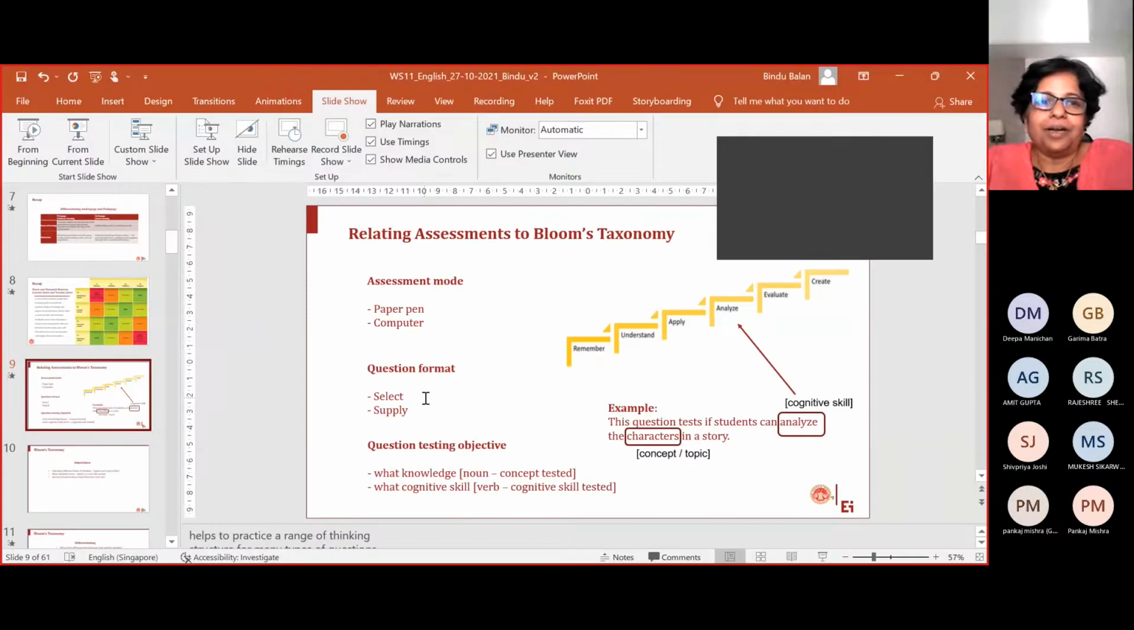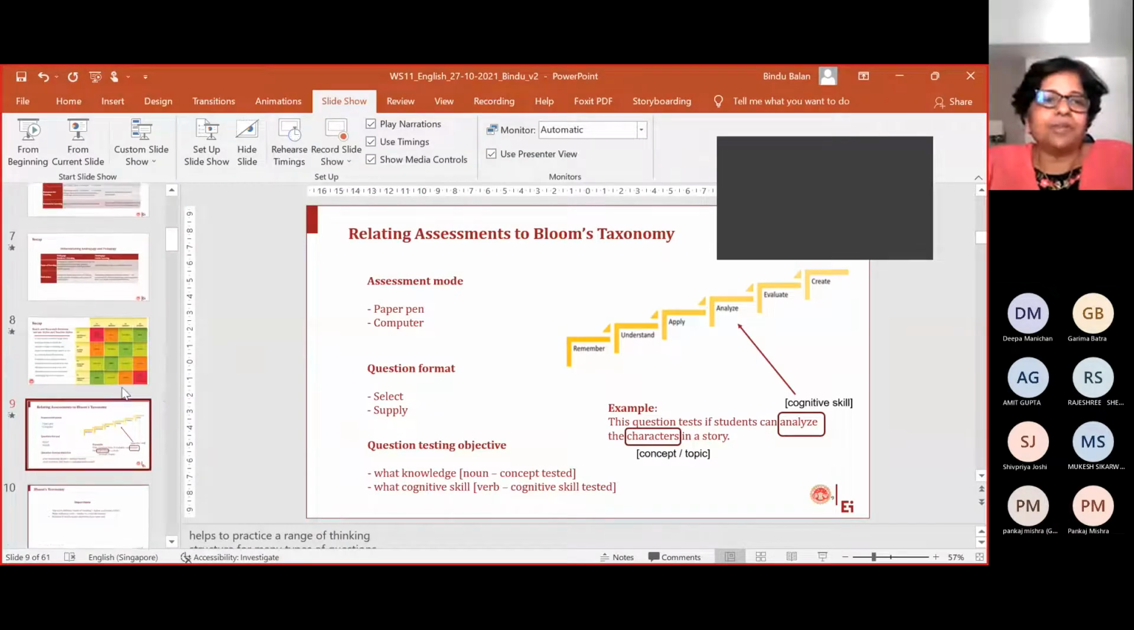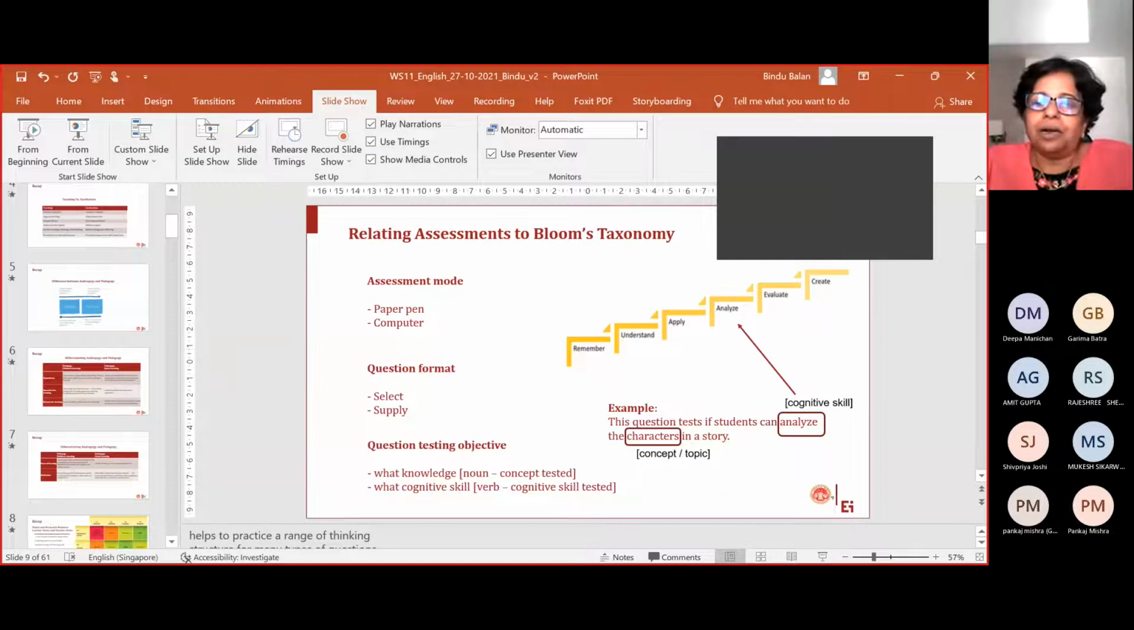I want a quick pulse check. How many of you are absolutely thorough, on a scale of 1 to 10, where 1 is very less confident to 10 being super confident? I want you all to tell me on a scale of 1 to 10 how confident you are about your knowledge of Bloom's taxonomy. Can you just type it on the chat box? Just give me a number.